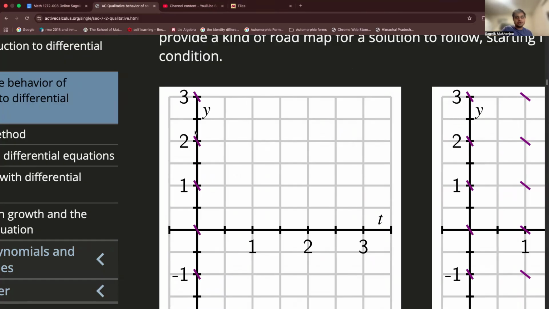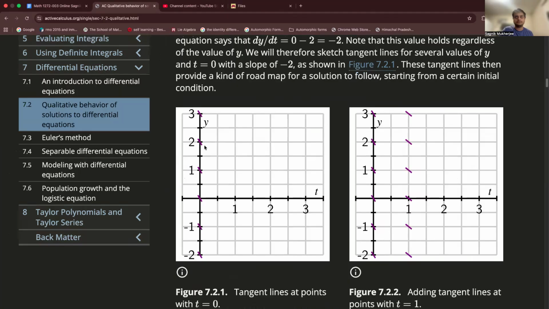And they have drawn so many small lines everywhere, meaning that each of these lines denotes the tangent to the solution curve at t equals 0. So you can understand there are infinitely many solutions to this equation. But no matter what the solution is, the tangent at t equals 0 will always look like this, meaning the slope of these tangent lines at t equals 0 will always be negative 2.